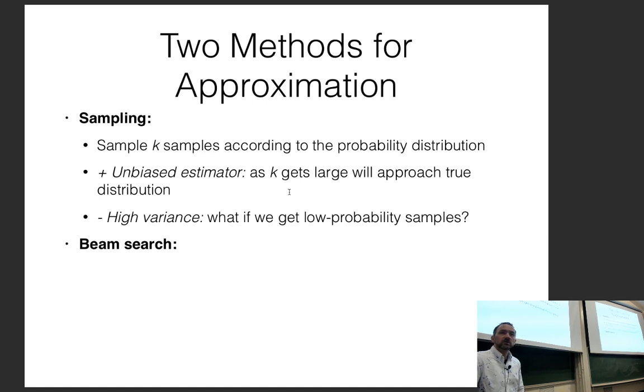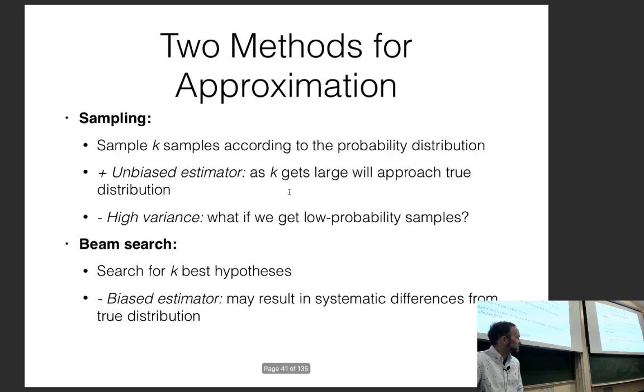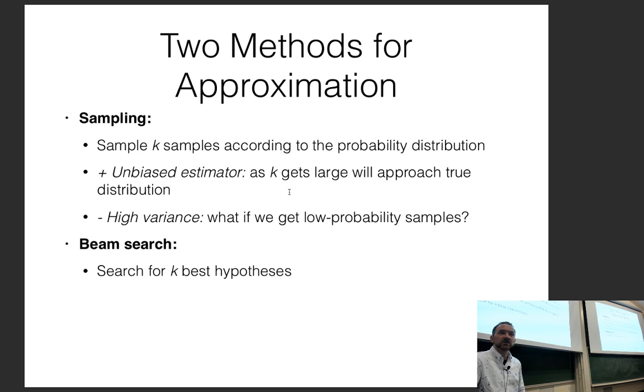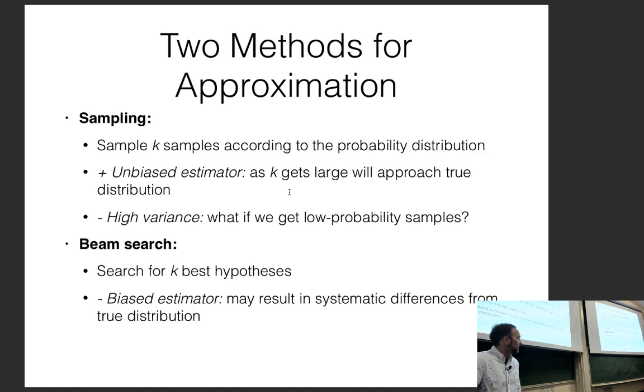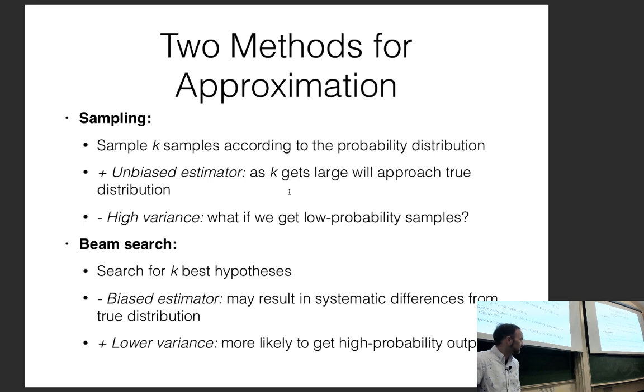Another option that you can use here is beam search. Basically, beam search searches for the k-best hypotheses and uses them to calculate the partition function. The good thing about this is that these k-best hypotheses will likely be high-scoring hypotheses, so they're likely to be the ones that our true hypothesis should actually be competing against. But the problem is that this is also a biased estimator, and it may result in systematic differences from the true distribution. The good side is that it's lower variance, and we're more likely to get high probability outputs.